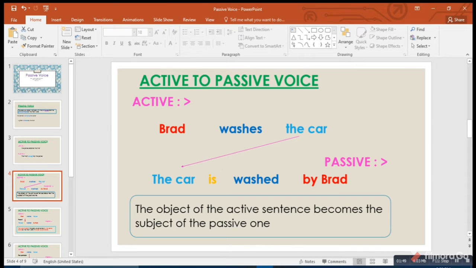Example: Bread washes the car. We see here the subject is bread, and the object is the car. Change it into the passive form: the car is washed by bread. The car here, we move it to the front as the subject.